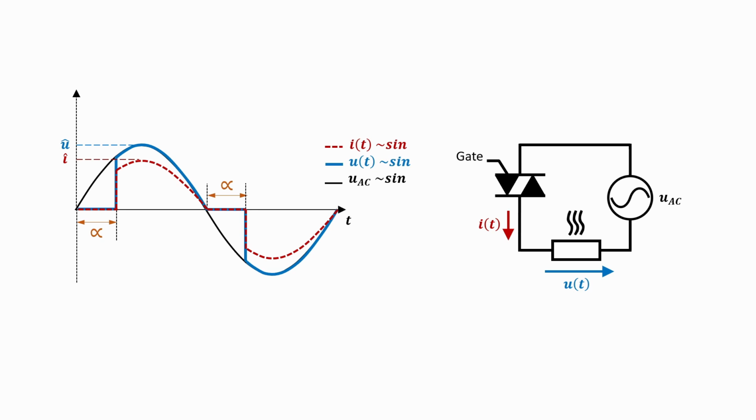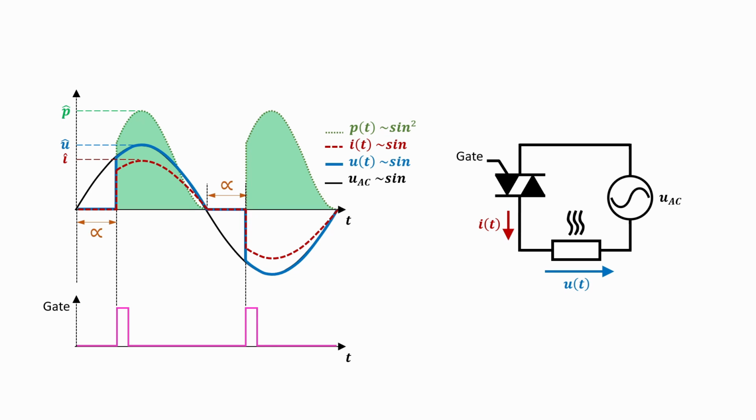However, since we are applying a sinusoidal shaped voltage to our resistor and running a current in a sinusoidal shape through our resistor, we will dissipate a power that is proportional to a sine squared waveform. So the only thing we need to do in order to control the average power or energy that will be dissipated in our resistor is to trigger the TRIAC gate after each zero crossing delayed by a certain value of alpha.